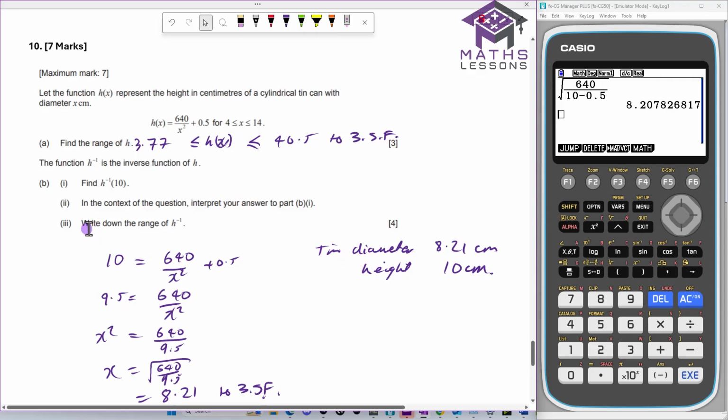Now the next part: write down the range of h⁻¹. Now the range of the inverse is equal to the domain of the original function, and the domain of the inverse is equal to the range of the original function. So this will be the domain of my inverse, and this is the range of my inverse, the domain of my original function. So for h⁻¹(x), part 3, h⁻¹(x) must be greater than or equal to 4 and less than or equal to 14.